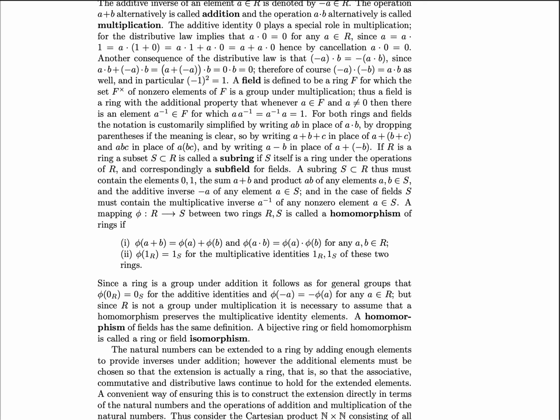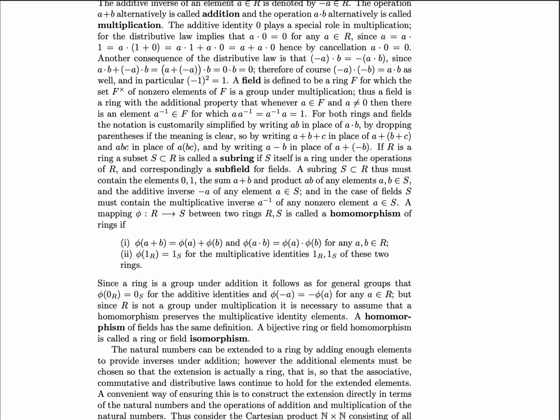For both rings and fields, we usually simplify this by writing ab instead of a times b. We'll also note that we can drop the parentheses in (a plus b) plus c into just a plus b plus c, and we can write a times b times c instead of (a times b) times c. We also usually write that a minus b is the same thing as a plus negative b, where negative b is the inverse element with respect to the addition operation of b.